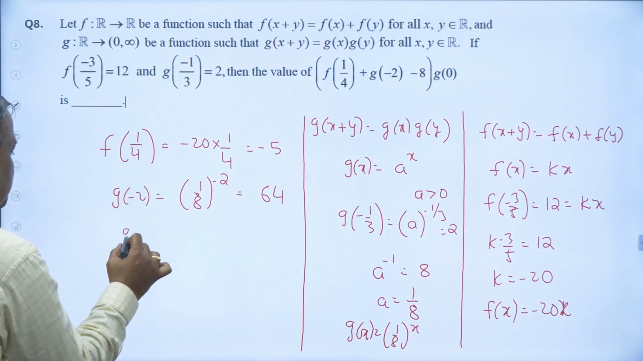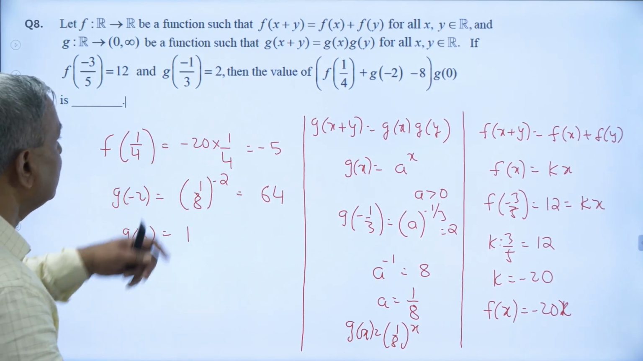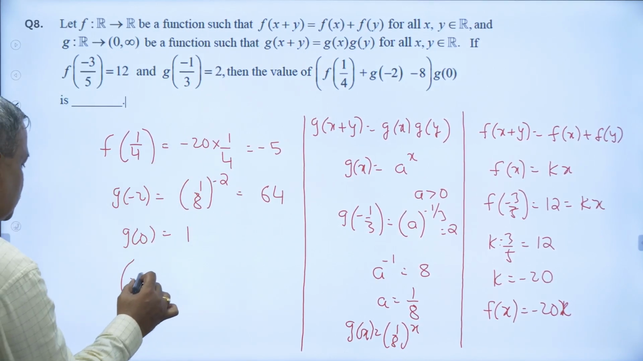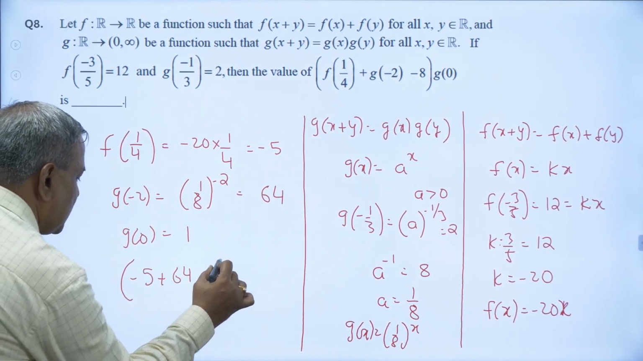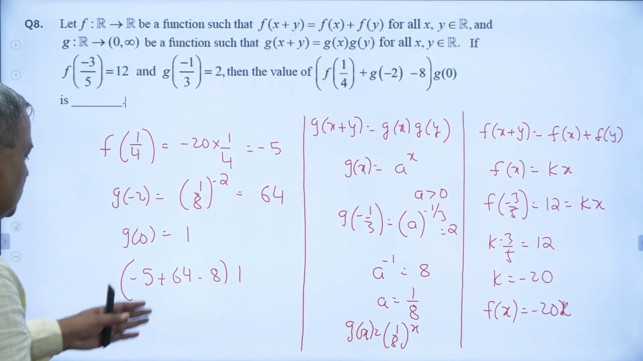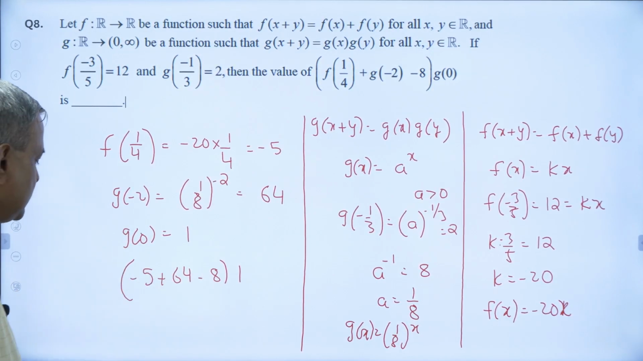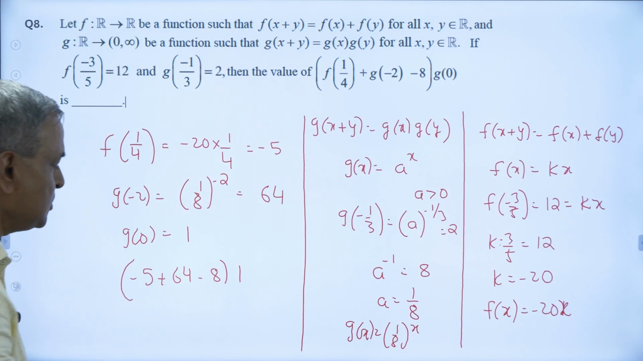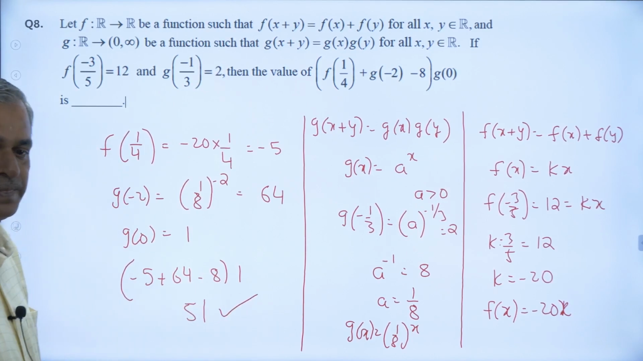Next, G of 0. G of 0 is equal to 1. Substitute the values. So we will get how much? Minus 5 plus 64 minus 8 into 1. So this will give you 64, this will give you 59. Out of 59 you remove 8, you get 51. That's the correct answer.